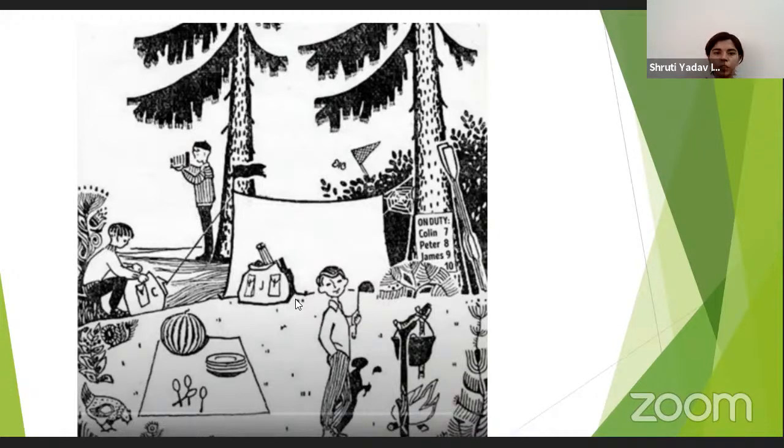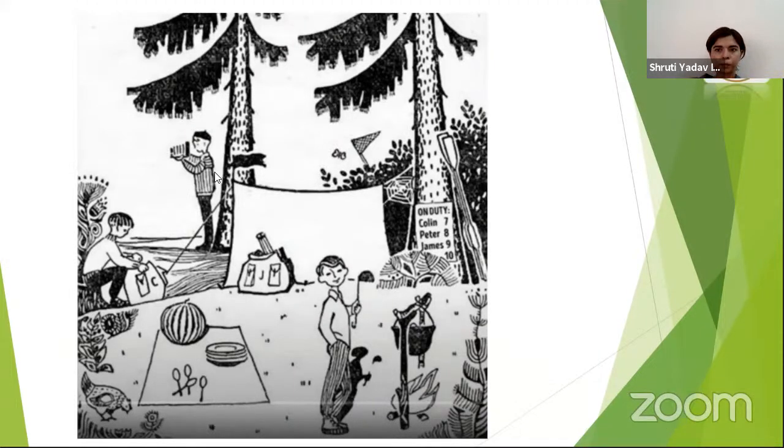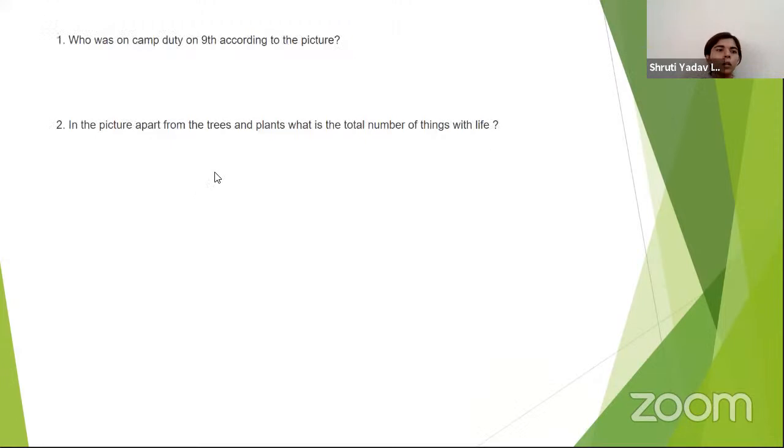Okay, come to the questions. Who was on camp duty on 9th according to the picture? James. James is correct. In the picture, apart from the trees and plants, what is the total number of things with life? 4. How many? 5. 5.